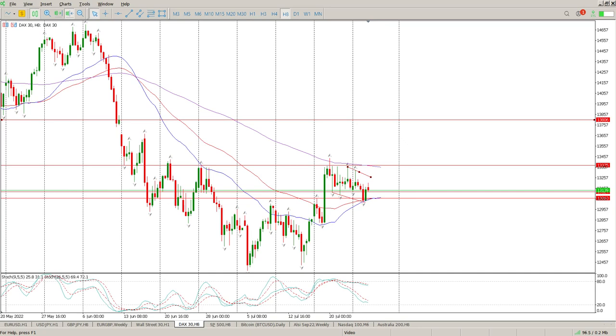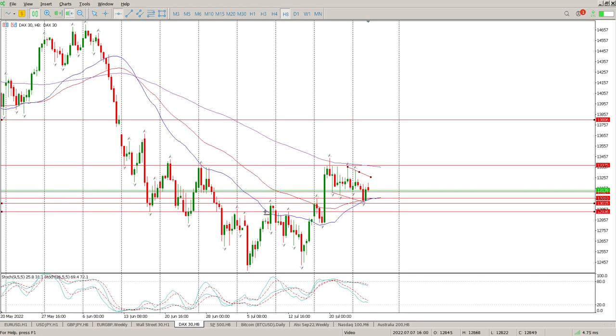Interesting setup brewing here on the 8 hour. This flag is still in play. When we looked at yesterday, you can see we bounced off the bottom of the trend line we drew in, and we are also in this area. I'm just going to put two levels in here. I'll explain now what I'm doing.